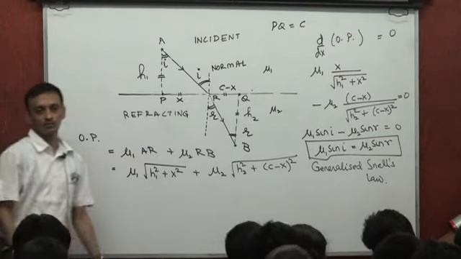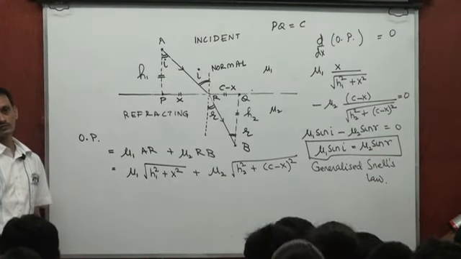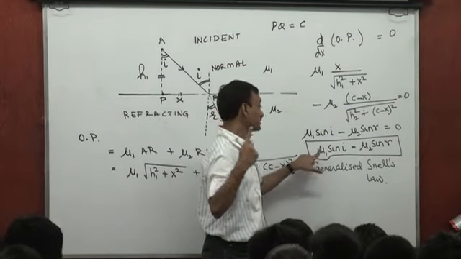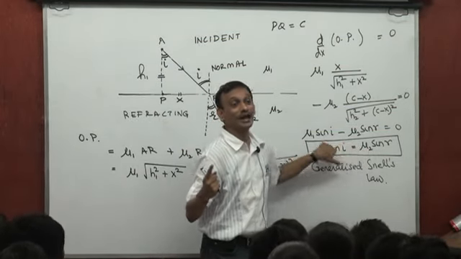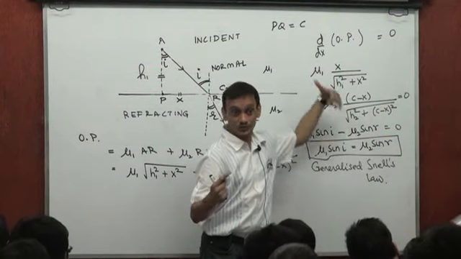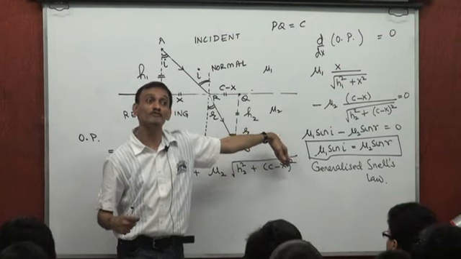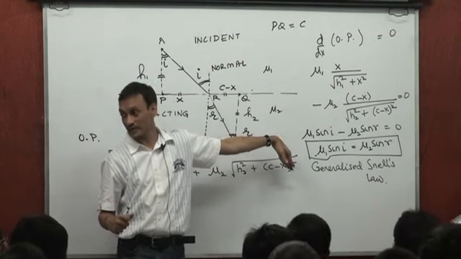Generalized Snell's law. And when there is just one medium, then we are talking of reflection. Then mu1 becomes equal to mu2 and I becomes equal to R. So, the laws of reflection really are a special case of laws of refraction. Right? Got me?